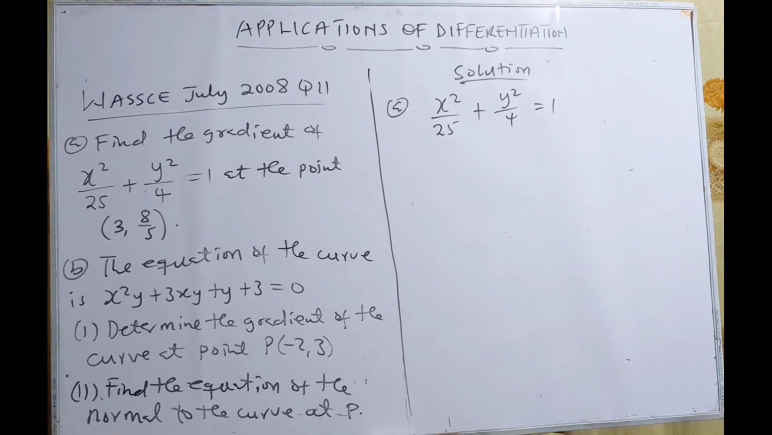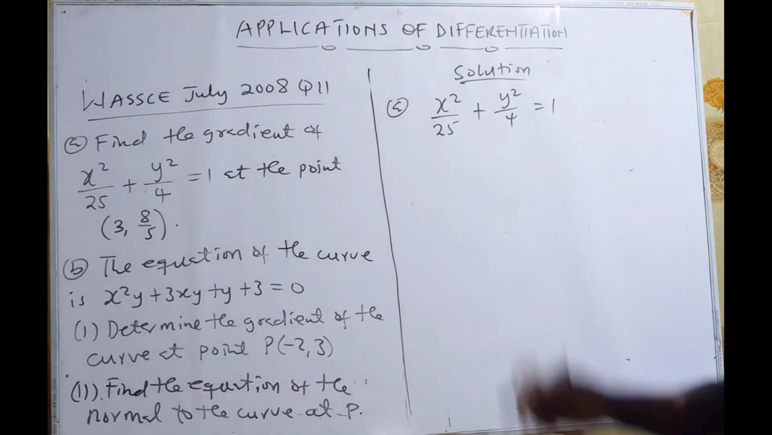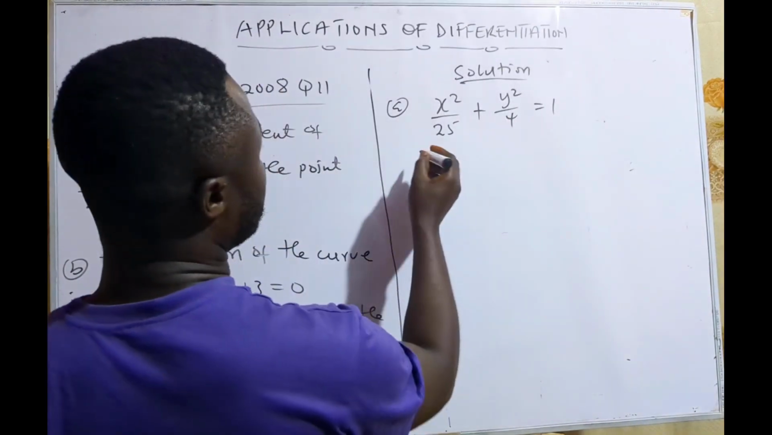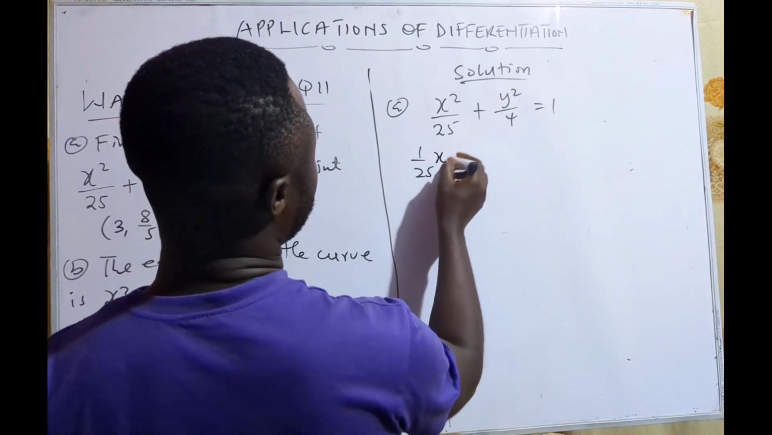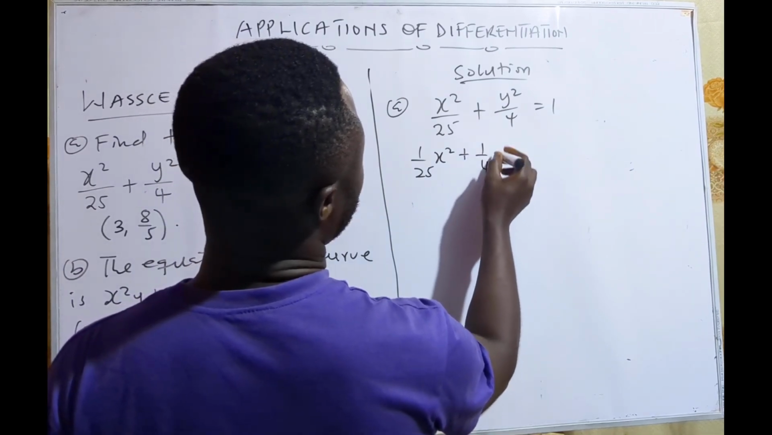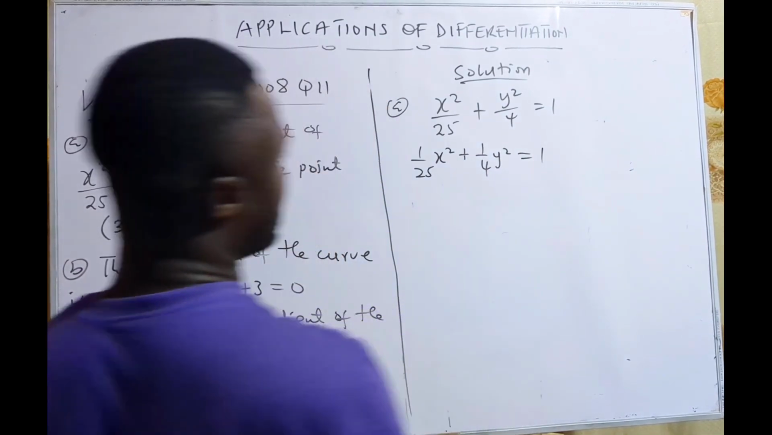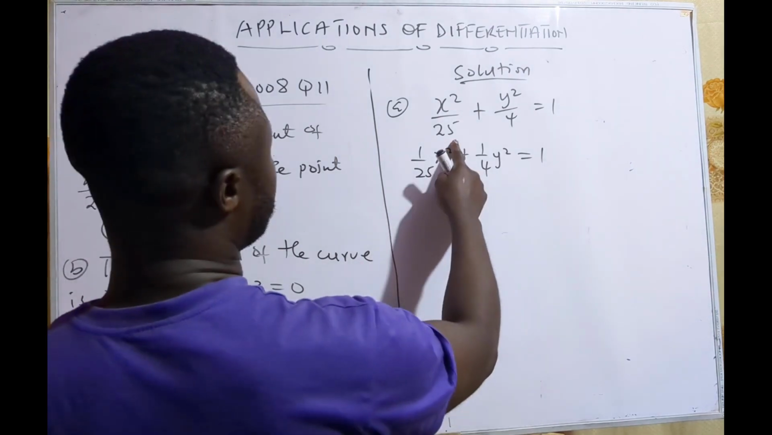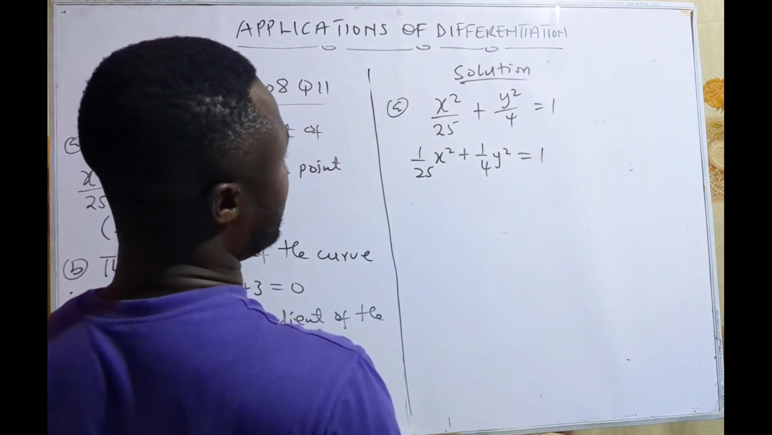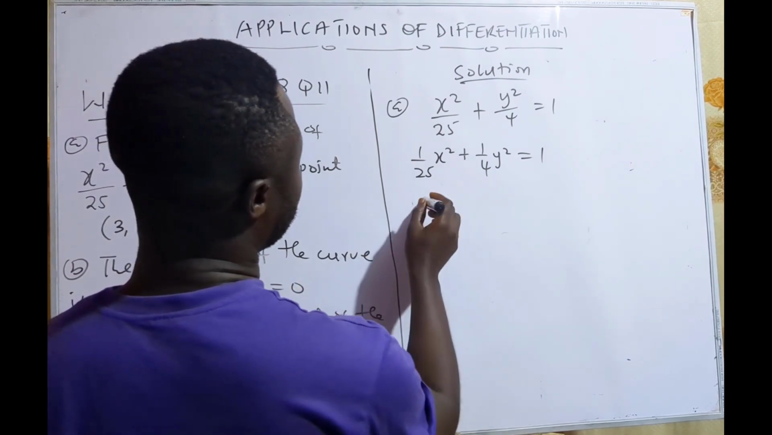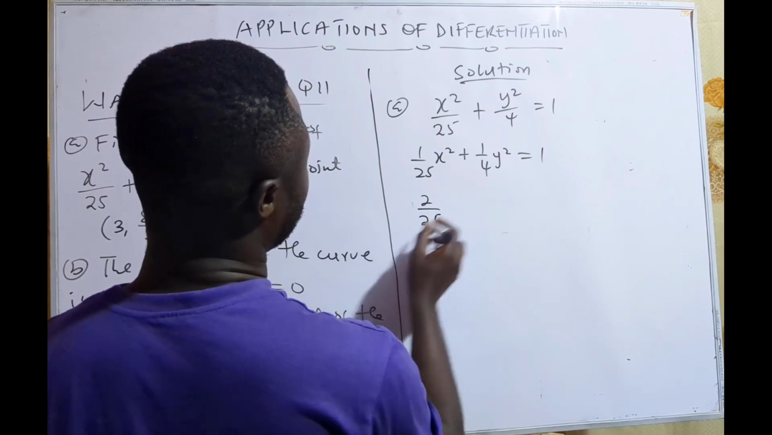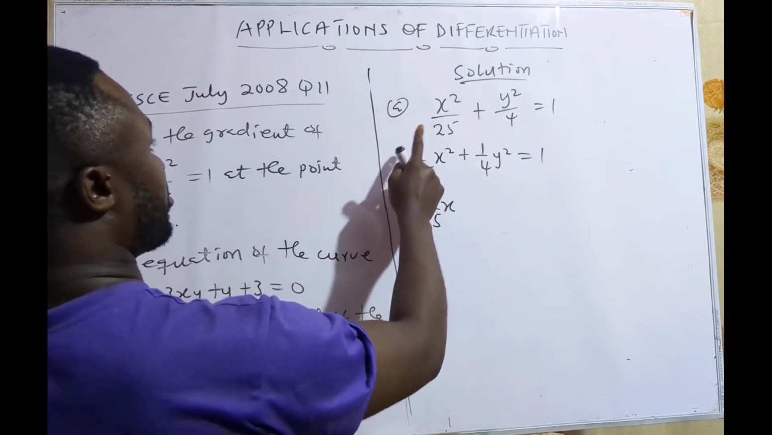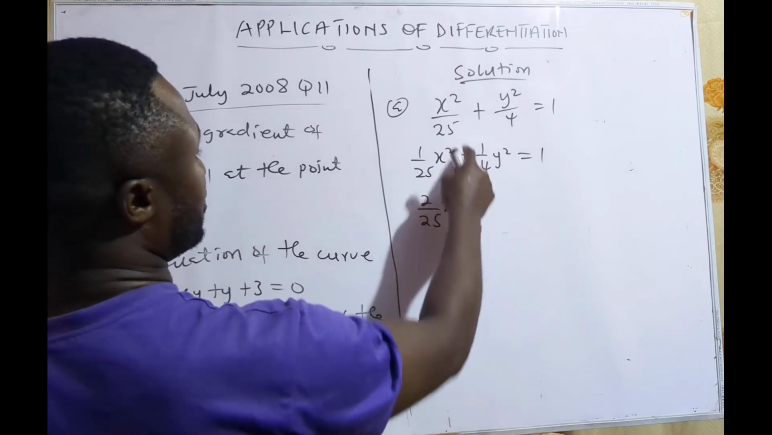Alright, so let's differentiate, and this is implicit, okay? So this is like 1 on 25 x squared plus 1 on 4 y squared equal to 1. I think when you write it like this, it will become easy for you to solve. Is that okay? So 2 is going to multiply 1 on 25, and that will give me 2 on 25 x.